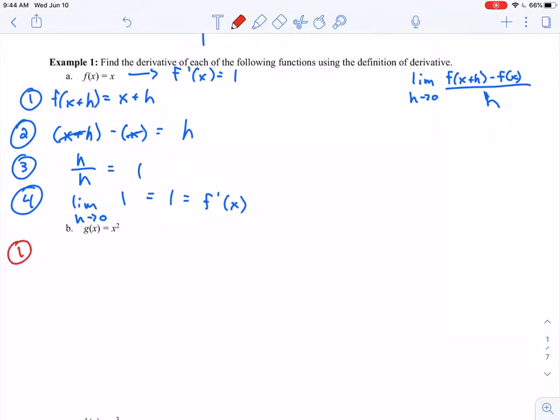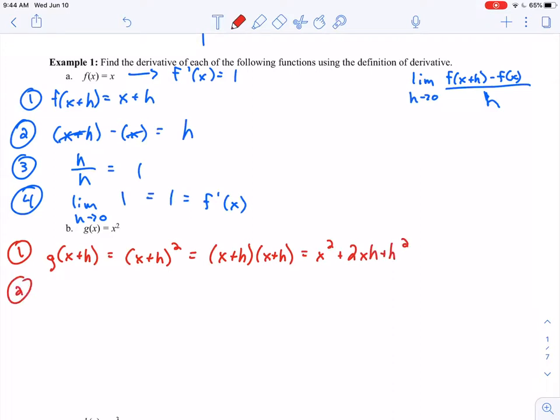So step 1, g of x plus h would be x plus h quantity squared. You will have to FOIL that out. So that really says x plus h times x plus h. We'll end up with x squared plus 2xh plus h squared. Step 2, I want to subtract my original function. So I want to take what I just found, x squared plus 2xh plus h squared, minus my original function. Well, that's just x squared, so minus x squared. Well, my x squared terms cancel. I'm left with just 2xh plus h squared.